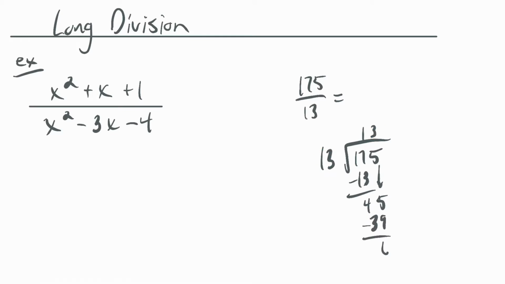And I subtract, and I get 6. So 6 is the remainder. Unless I want a decimal, I'm done dividing. So I can say that this is 13. This is the quotient here at the top, right? 13 and 6/13. Okay.